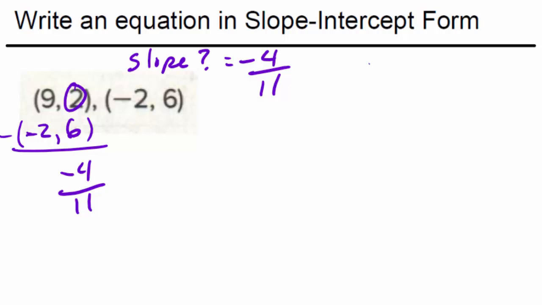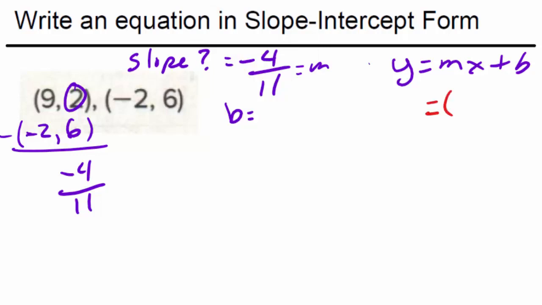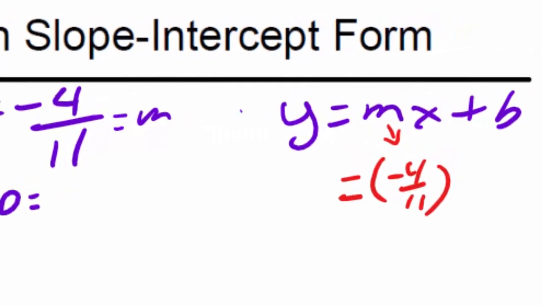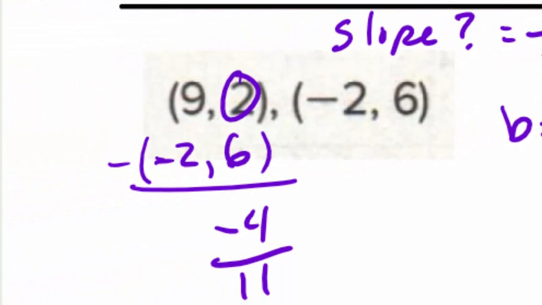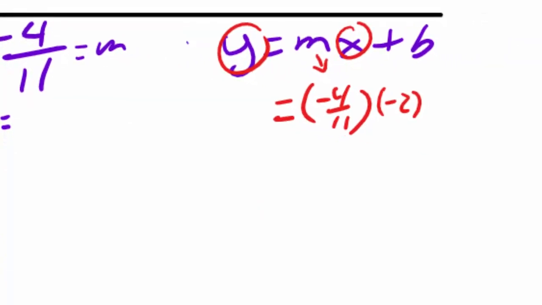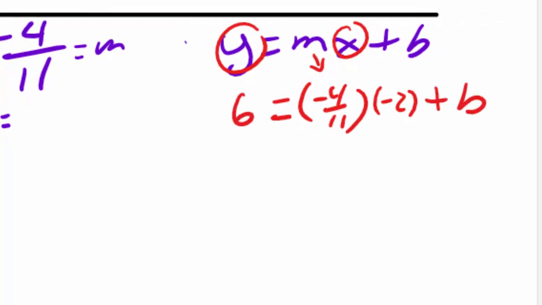Now I've got to calculate the b value. So this is my m, I got to calculate b. What does b equal? So I'm going to start with y equals mx plus b, and then I'm going to drop into the problem some points or some information. So I know that m is negative 4/11, so that's my m value. I'm going to go with this value right here. So I'm going to choose that point. So that's going to be my x and my y values. So negative 2, and then 6 is the y value, and then plus b. And then I'm going to go ahead and solve for b.